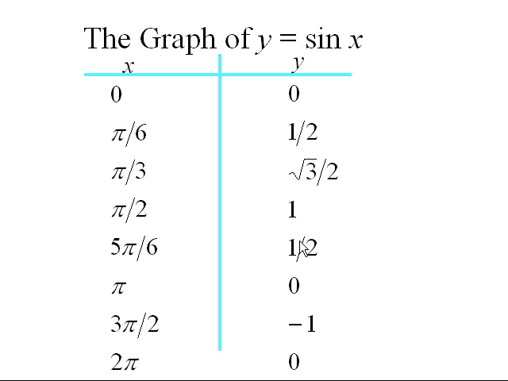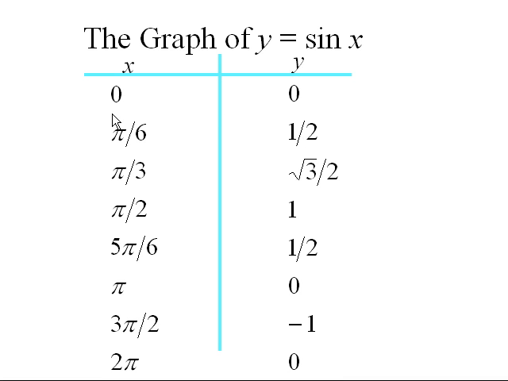Pi over 2, a 90-degree angle, it points straight up. The y-coordinate is 1. 5 pi over 6, so we're going around 5/6 of the way. The reference angle would be the 30-degree angle aimed down towards the negative x-axis, but the height is still 1/2. All the way around 180 degrees, pi radians, the height is 0. It's aimed straight out the negative x-axis. 3 pi over 2 is 270 degrees back down the negative y-axis, and that makes the y-coordinate -1. 2 pi all the way around, the value would be 0.